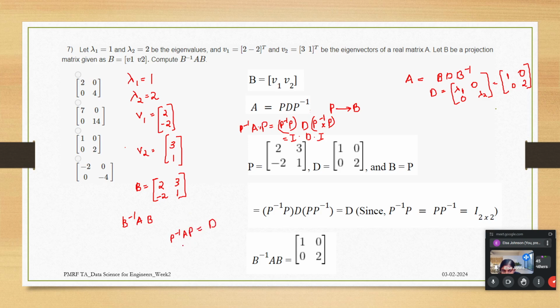Or here, P is equal to B, right? So that means B inverse A B equal to, sorry, not 0, D. So D is given by 1, 0 and 0, 2. So this is the answer. Is that understood for everyone?